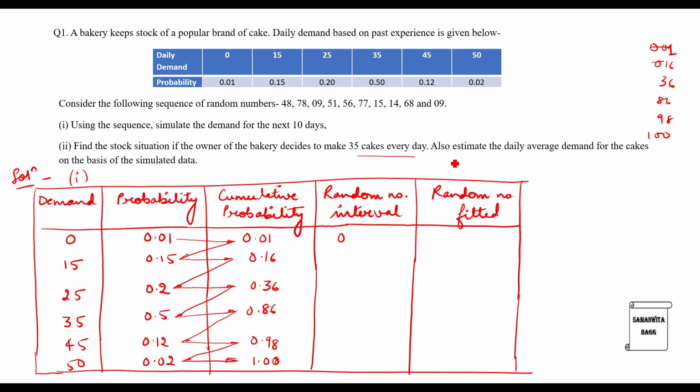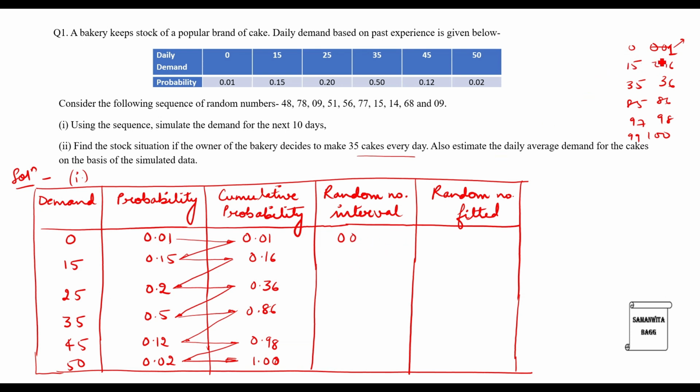Now your range is starting from 0. Remember to always subtract 1 from each of them to form your range. So from here, 1 minus 1 becomes 0. 16 minus 1, 15. 36 minus 1, 35. 86 minus 1, 85. 98 minus 1, 97. And 100 minus 1, 99. So your range will start from 0 and go up to this value. So it is just 0, and I am leaving it as 0 itself.